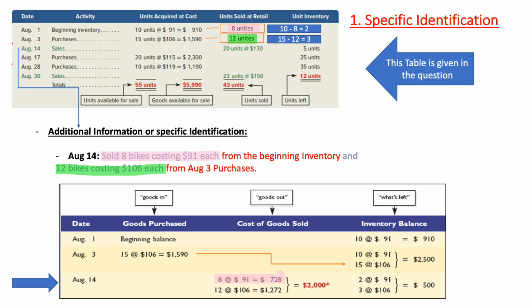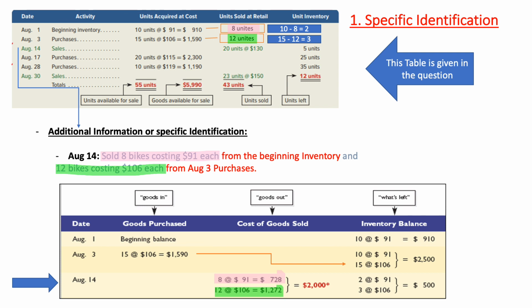So what I'm going to do now is record this sales information in the cost of goods sold column. Why in the cost of goods sold column? Because in this column I have to record all my sales. So I'm going to say 12 multiplied by 106 equals 1272.